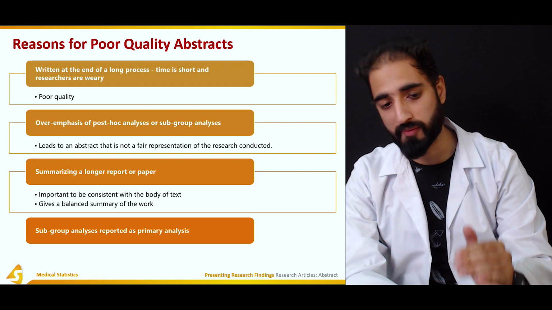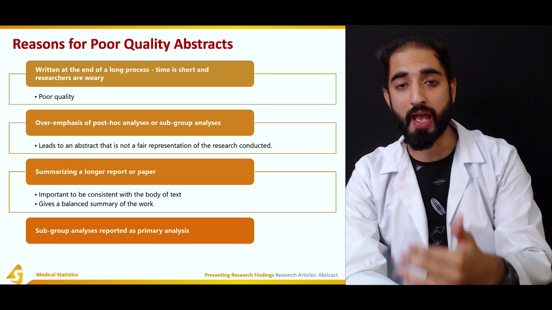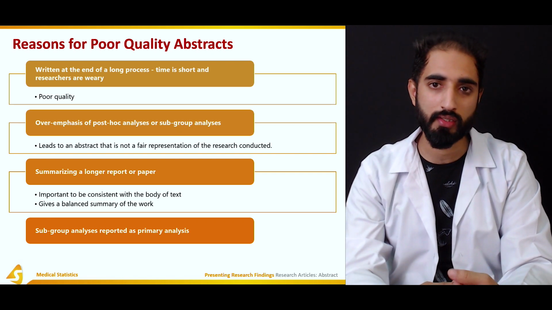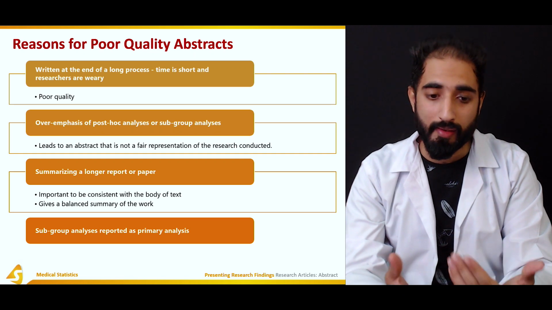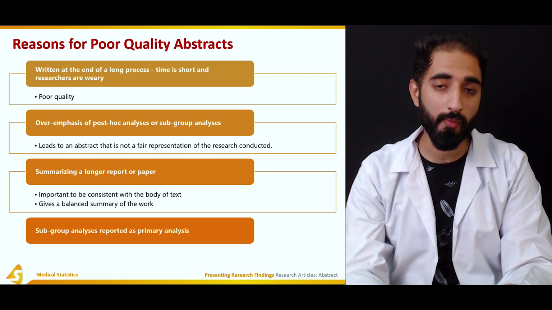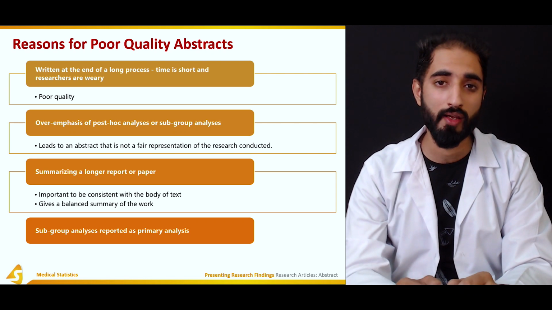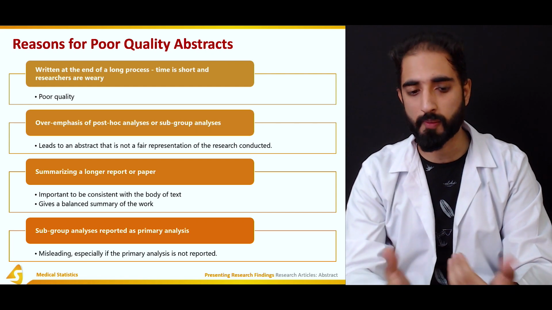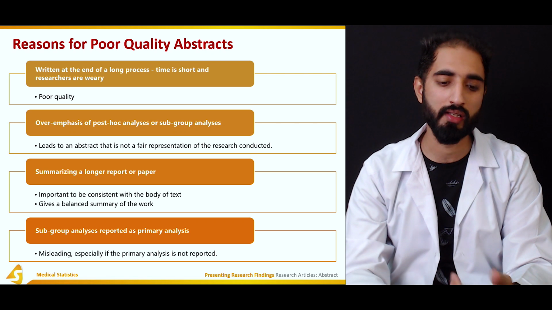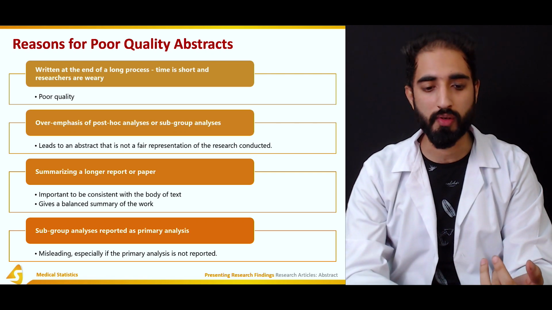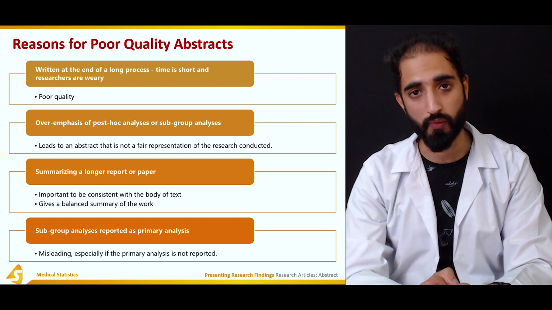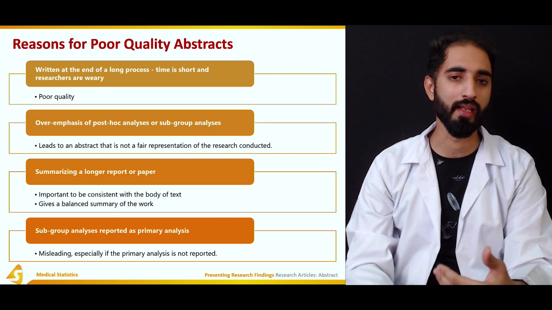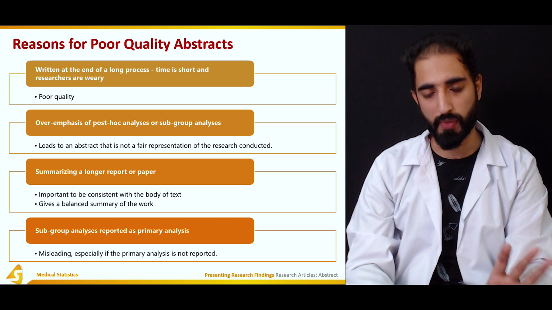Sometimes subgroup analysis is so interesting that the researcher even forgets to mention the main results, or presents the subgroup analysis as the primary analysis. That is also one way to make a poor abstract, so don't do that. If you present subgroup analysis as the main analysis, as the main results, then the abstract is going to be misleading, especially if the primary analysis is not reported. Sometimes researchers get carried away with post-hoc analysis and they end up treating it as the main result.